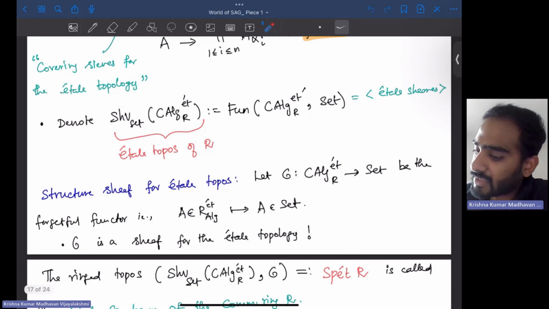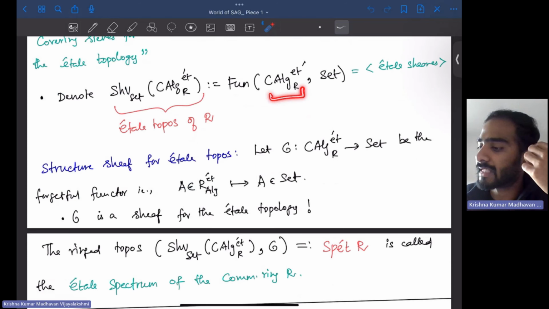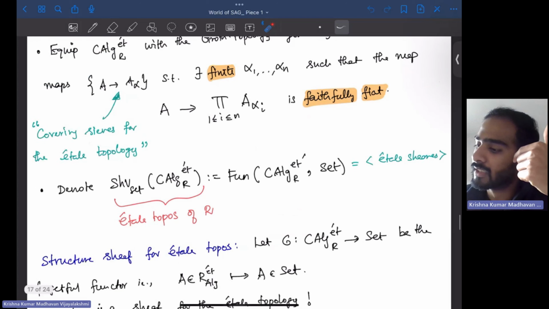So we call this sheaf taking values in sets of this object here to be the étale topos attached to this ring R, and this is exactly the functor category from this category to the category of sets, right? And this is exactly generated, or in other words, spanned by those sheaves which are étale with respect to this covering defined here.